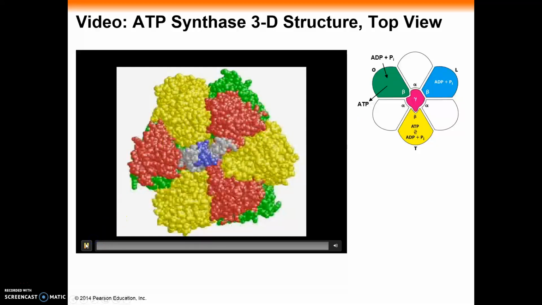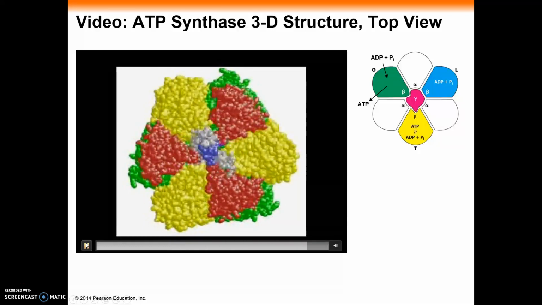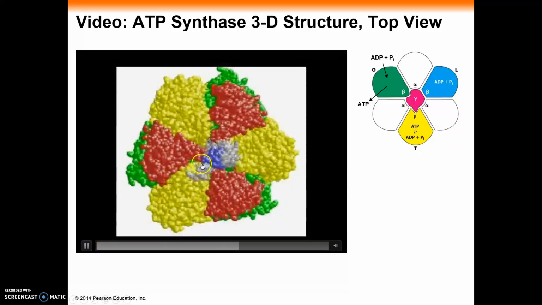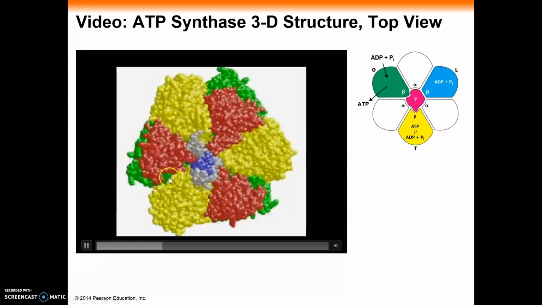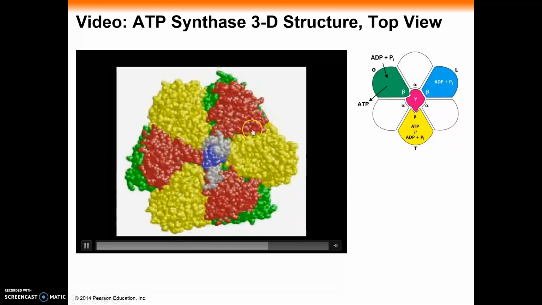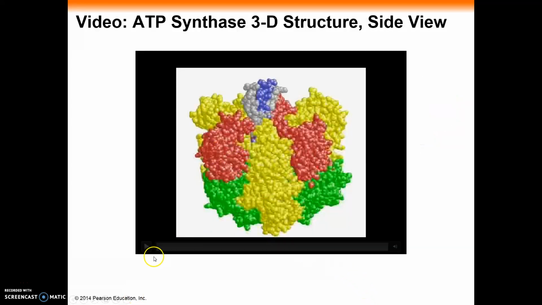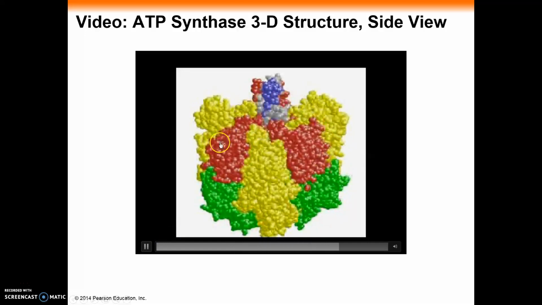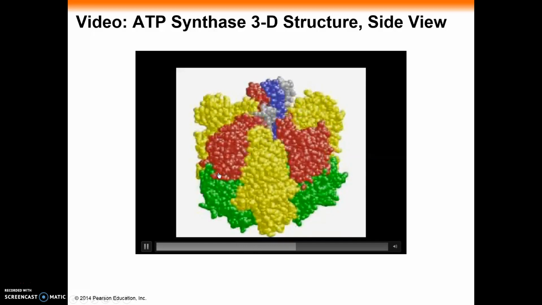Let's take a look at how this looks. So here you can see the central rod rotating. It is asymmetrical and is causing each one of these proteins to form one of three conformations. And that is how we make ATP. Let's take a look at that from the side. And you can see that this is causing a major mechanical movement. It is this mechanical movement which is causing the generation of ATP.